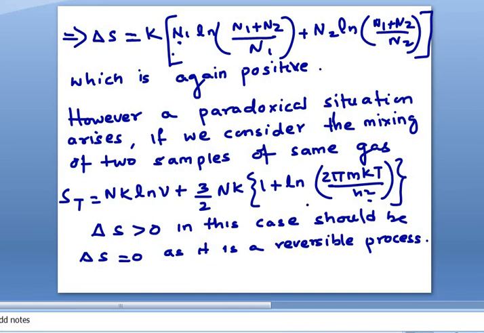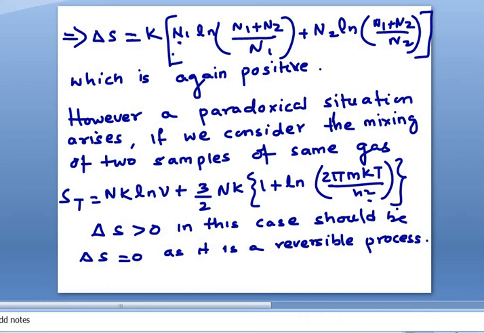This is not right, because when you are mixing two samples of the same gas, it is a reversible process. You can always revert it back. You can always bring the partition back and make it like before. So it's a reversible process and the entropy change is supposed to be 0. Whereas this expression holds good even for this case, where S total is like this, where you are mixing the same gas. So this is the paradoxical situation, which is known as the Gibbs paradox.